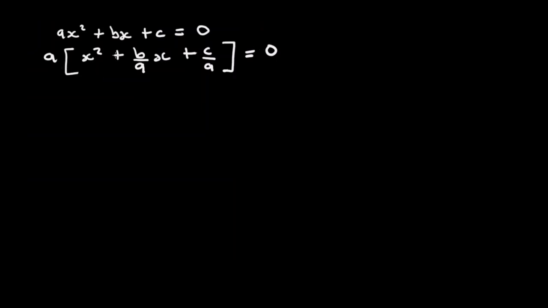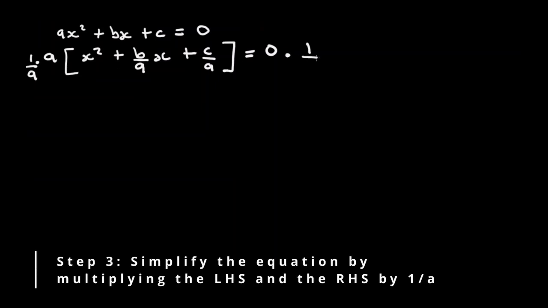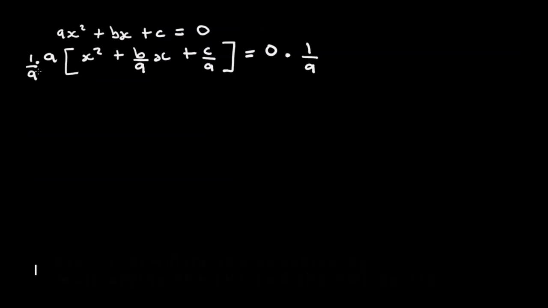Since on the left hand side we have a multiplying this bracket, it means we can multiply both sides, the left hand and the right hand side, with 1 over a. The effect is to cancel out a on this side, and the right side remains 0 because any number multiplied by 0 is 0. So we now have x squared plus b over a x plus c over a is equal to 0.